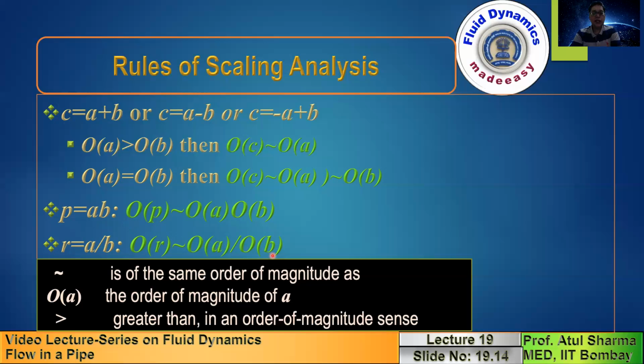So in a scaling analysis, we will consider, let us suppose, the inertia force as C, the pressure gradient term as A, and the viscous forces as B, and we will use such scaling rules to neglect certain terms and come up with a simplified or approximate Navier-Stokes equation, which is called the Prandtl boundary layer equation.